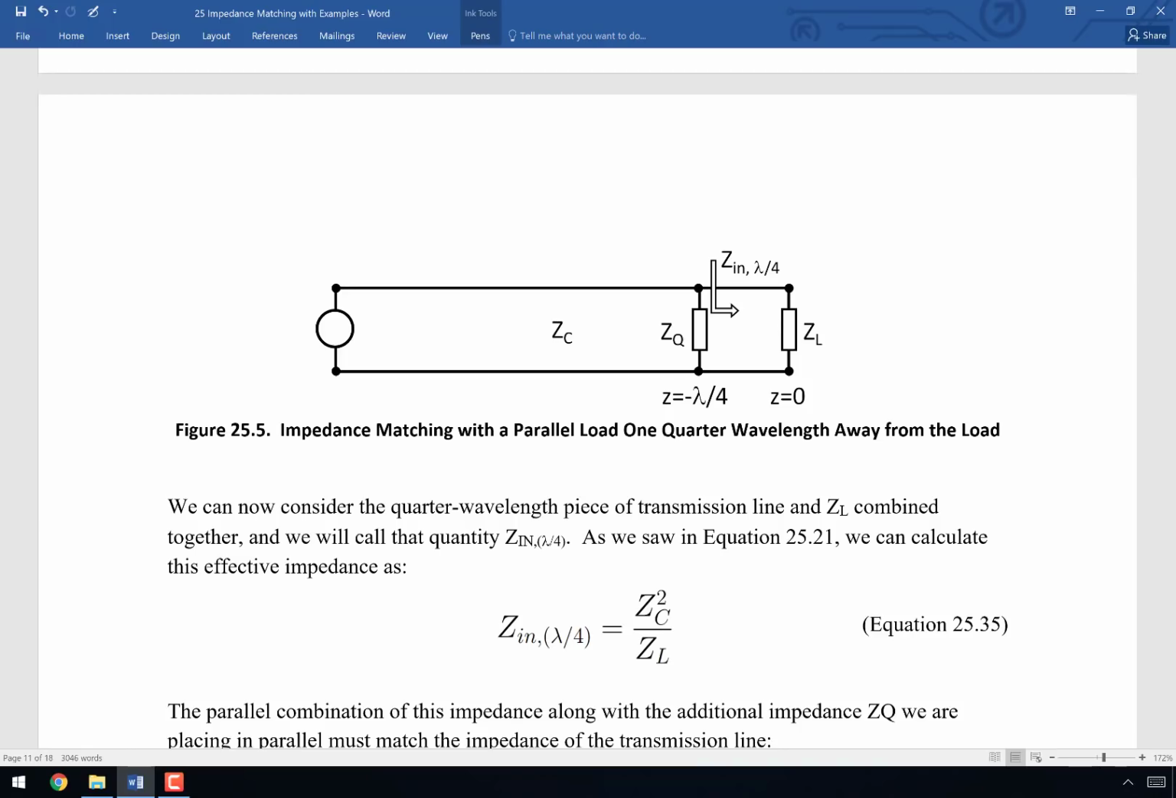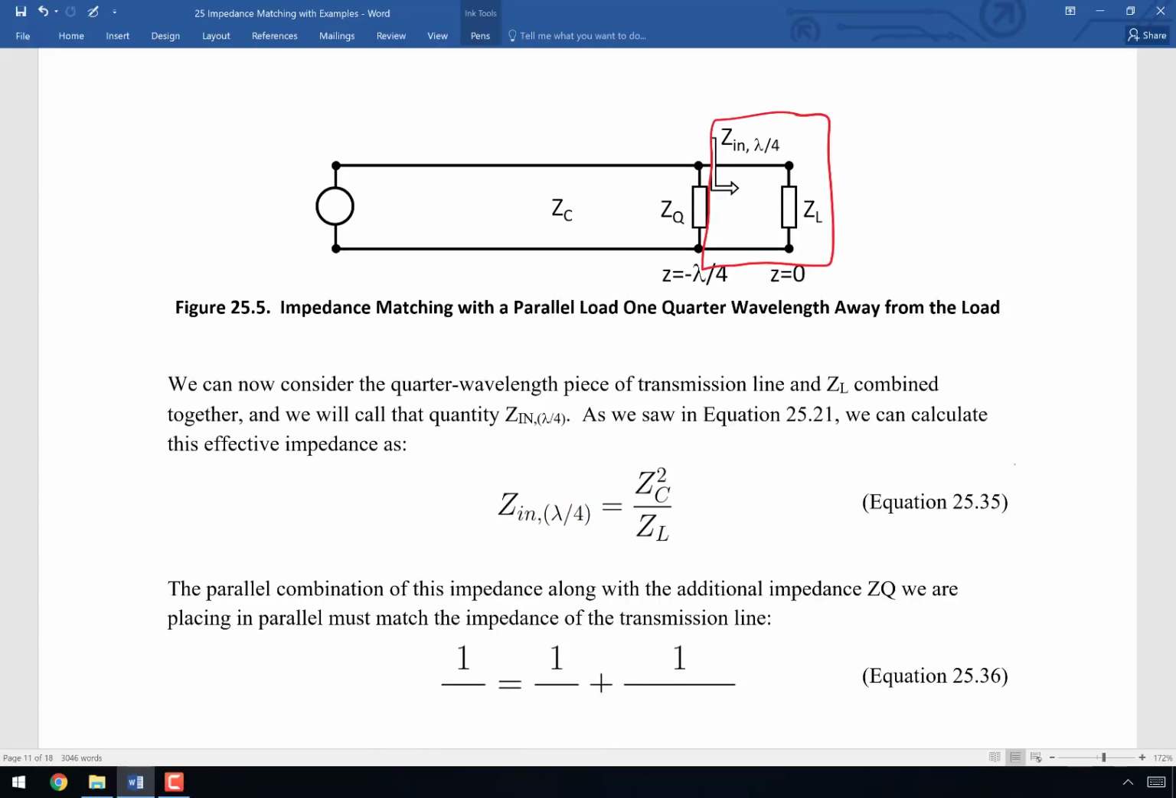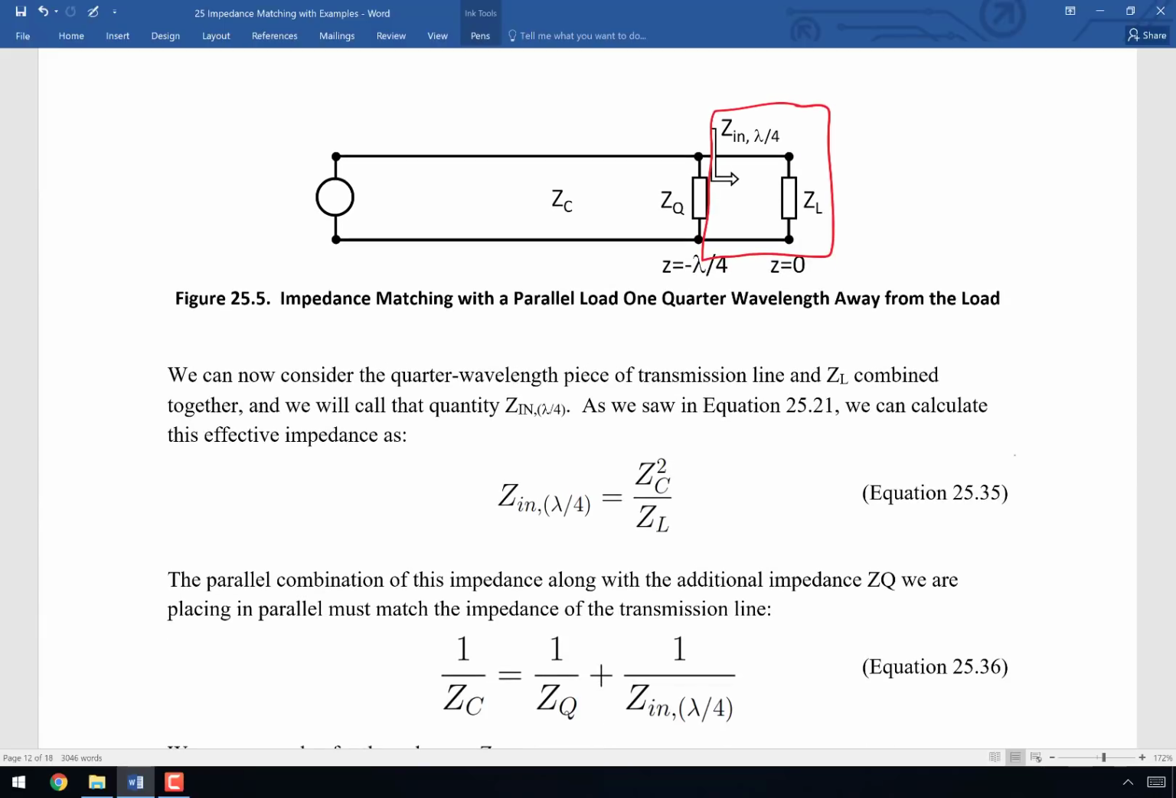Well, we know that Z sub in of lambda over 4 is going to be the combination of a quarter wavelength of line terminated with the load impedance Z sub L. And remember that we have this special case. That is going to be Z sub C squared divided by Z sub L. And this is just the same old Z sub C that we had in the previous line, because it is the previous line. All we did was work our way back a quarter of a wavelength, cut the line, and maybe we didn't even have to cut the line, but we're going to put a load in parallel with the original load a quarter of a wavelength away.